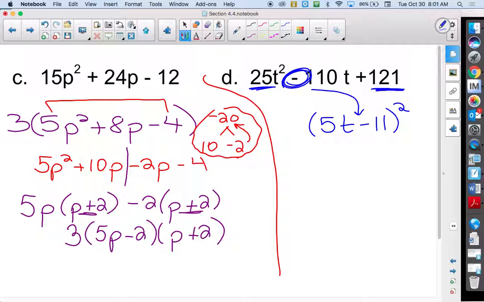Questions on those 4 problems? So 3 of them were perfect squares. 2 of them had a GCF, but that one in letter C, we could factor with the AC grouping. Any questions?